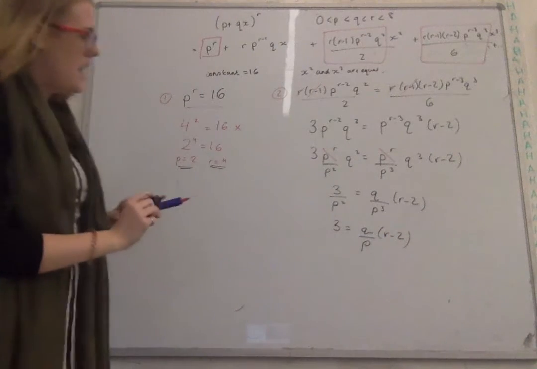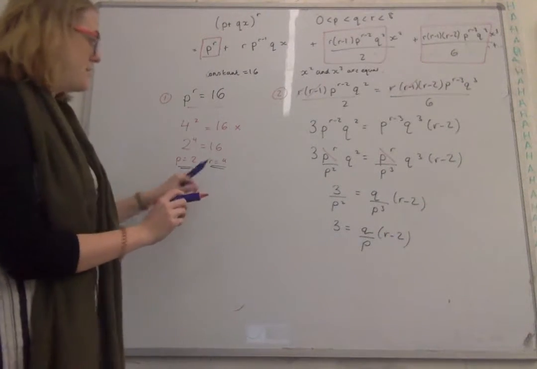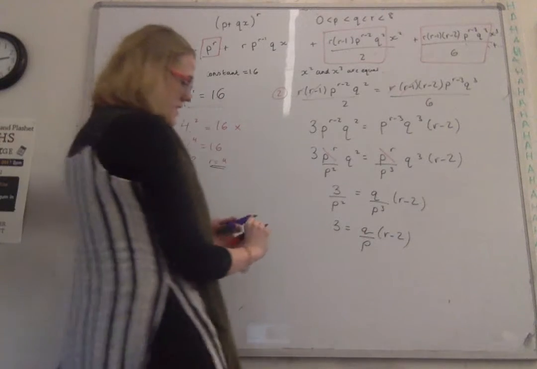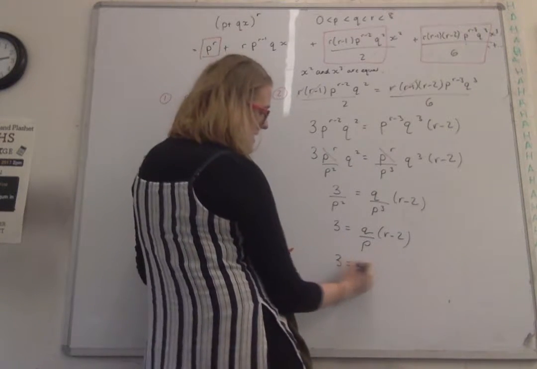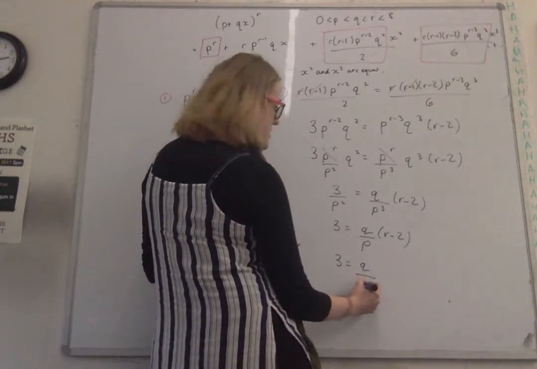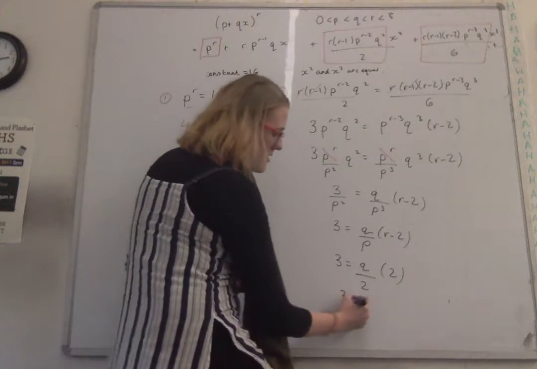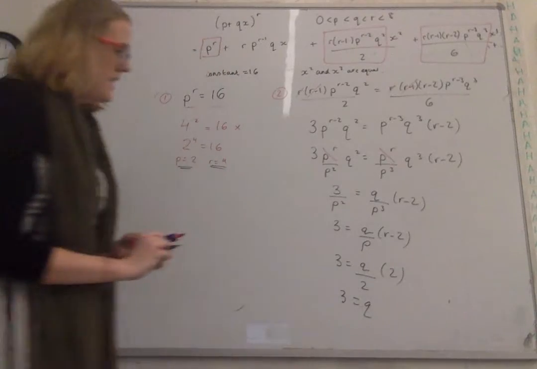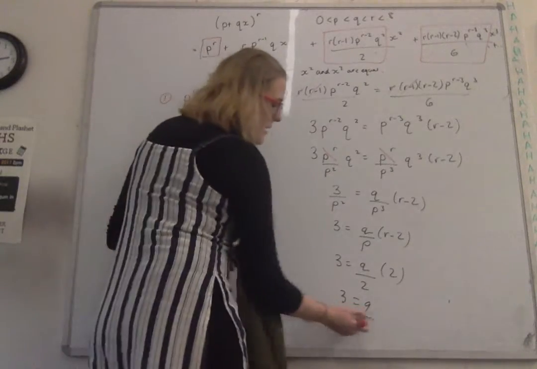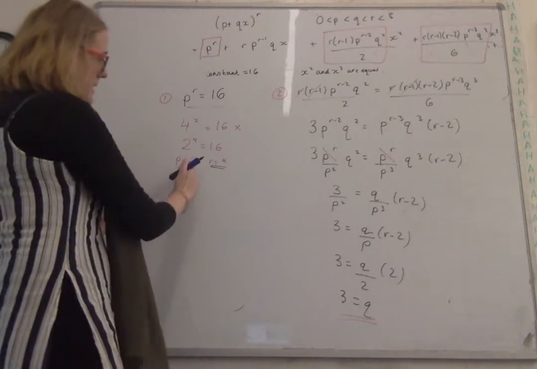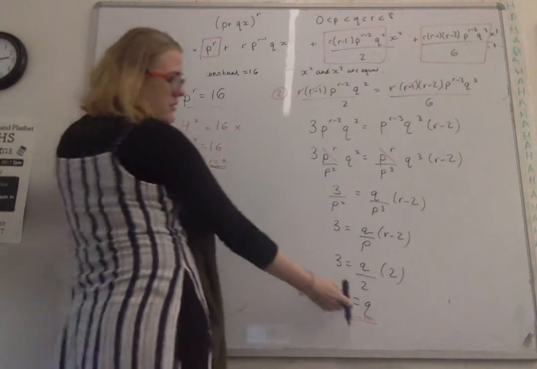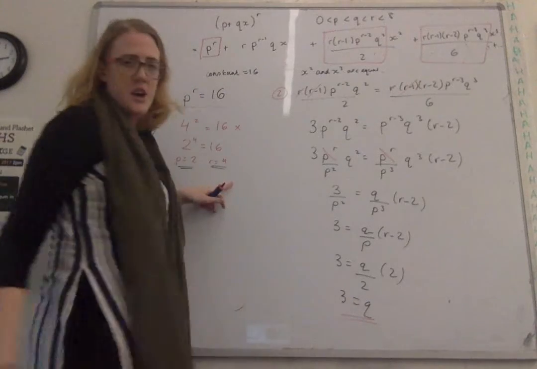Okay. At this point I would substitute in what we know p and r to be. So we get 3 is equal to q over 2 times by 2. So 3 is equal to q. That works because that makes p being 2 less than q being 3 and r being 4.